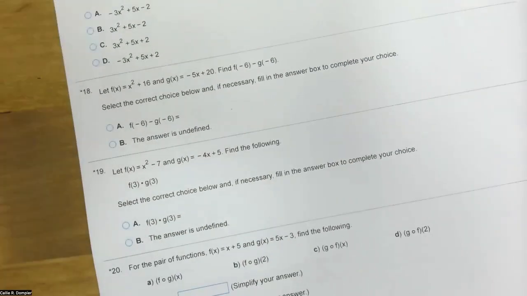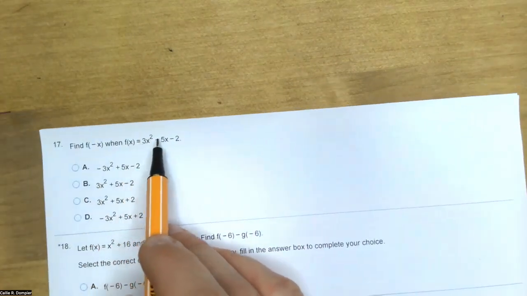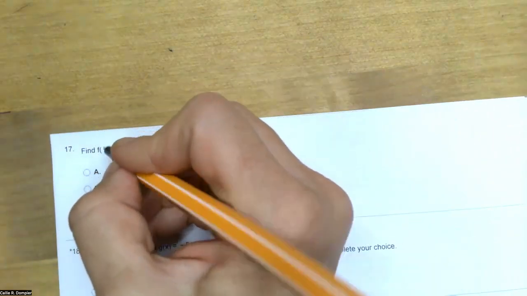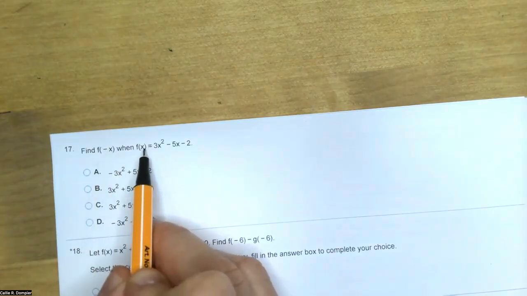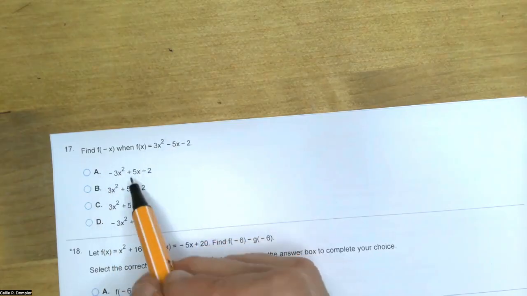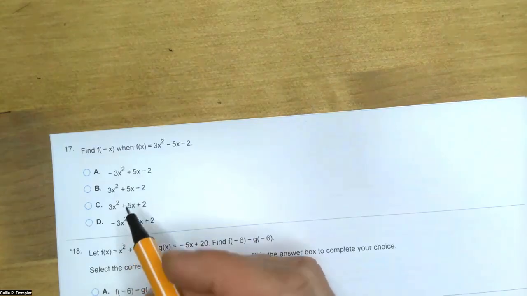All right. 17, we're moving on to away from graphs. This is asking us to find f of negative x when f of x is 3x squared minus 5x minus 2. Now, f of whatever is inside these parentheses is what you substitute in for x, and then you either solve it to get a number or you just simplify it into an expression, which is what we're going to do this time because it looks like none of these are just number answers, right?